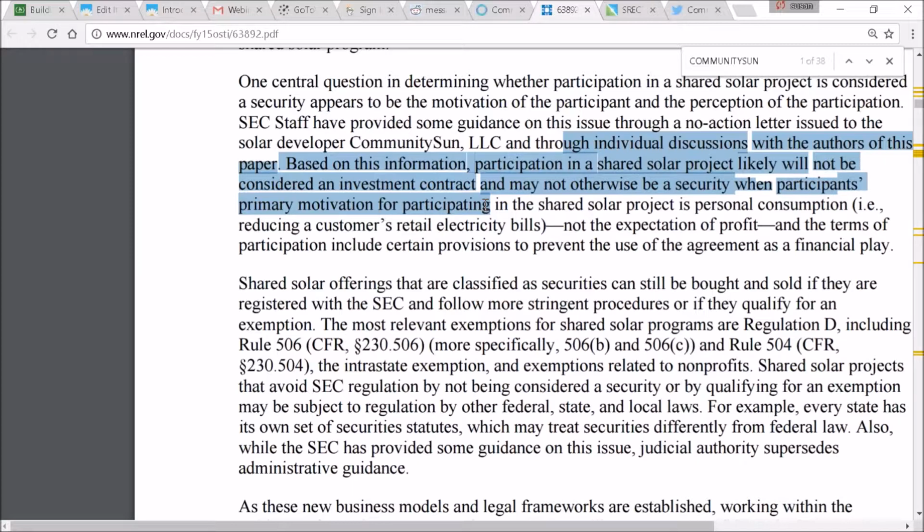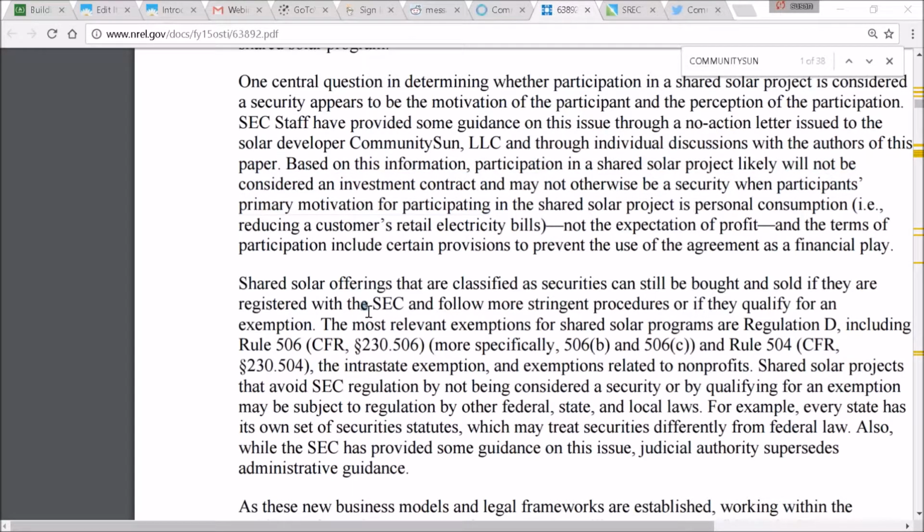Just a word of advice, two words. One, I'm not a CPA. Two, just because at the federal level the SEC isn't looking into it doesn't mean that you aren't subject to other state or local securities statutes that may differ from what the Fed thinks about community solar.